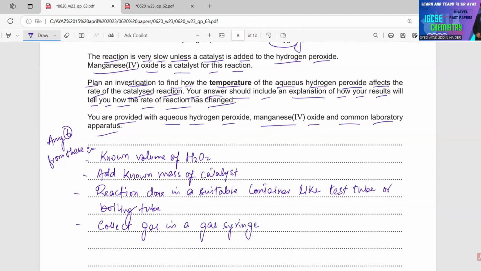The marking key says suitable container. It must be gas syringe, or you can have place apparatus on balance, in order to investigate the loss. Place the apparatus on beam balance.